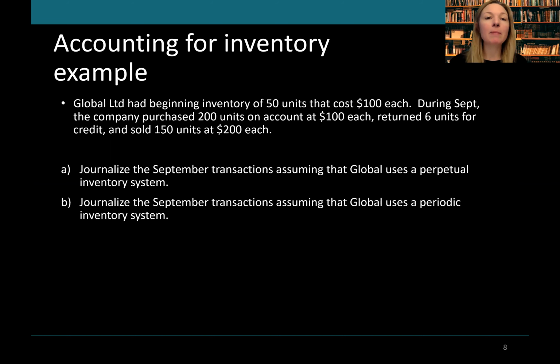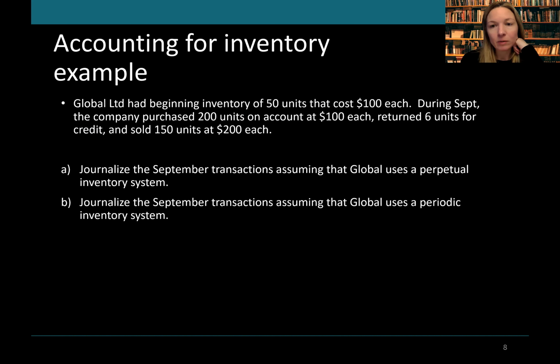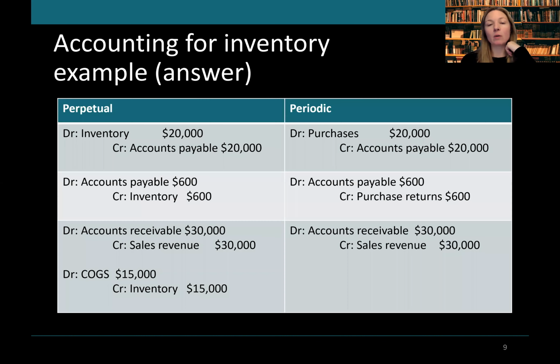Then during September, the company purchased 200 units on account at $100 each. So this is the first journal entry that we need to make. It's a purchases journal entry. And what you're going to see here is that in a perpetual system, we're going to debit inventory directly for the amount of the purchase, which was $20,000. And we're going to credit accounts payable. It said it was on account, so that's how we know it's accounts payable and not cash.